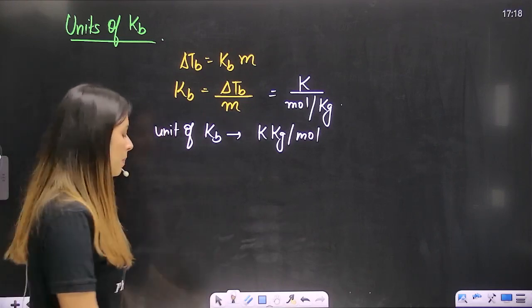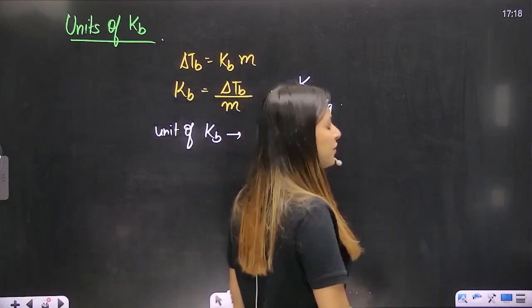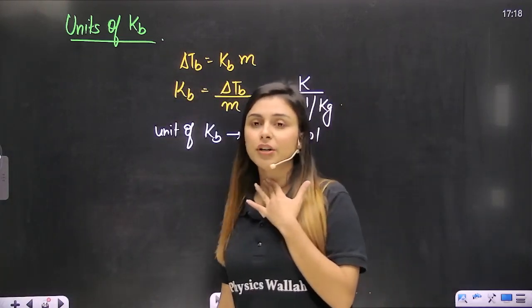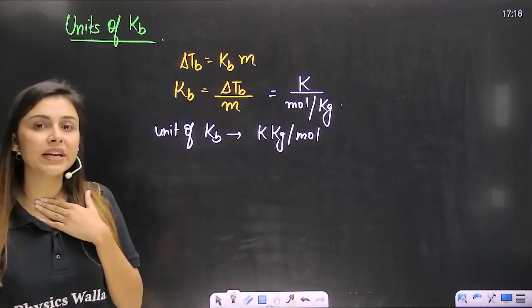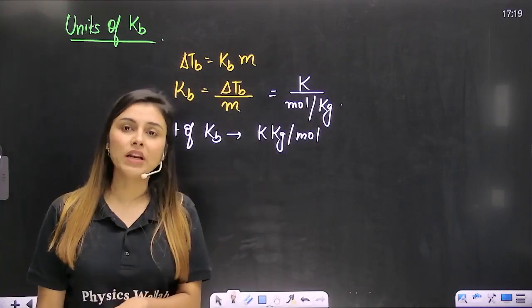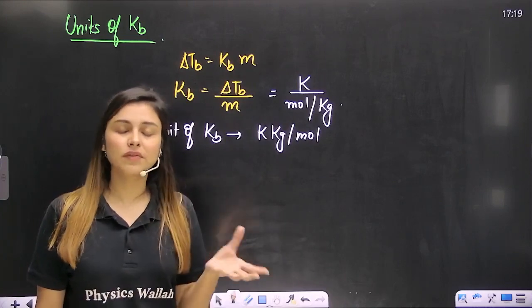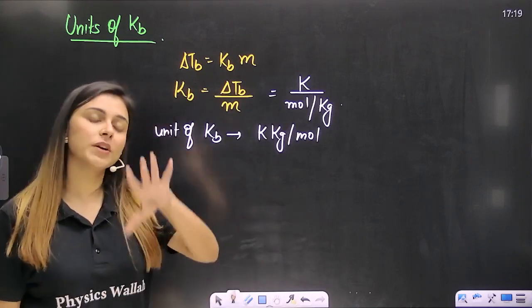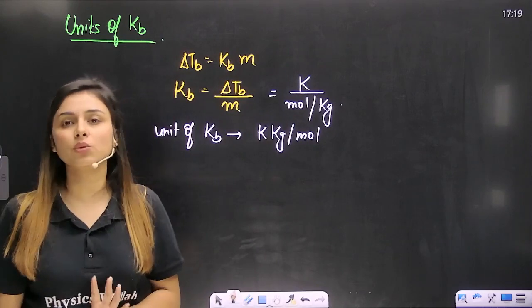Now, I told you that different solvents will have different Kb values. So you need to understand that as well, that different solvents will have different Kb values, but you will be given the values in the question as well.